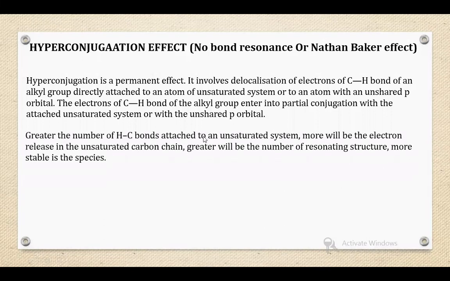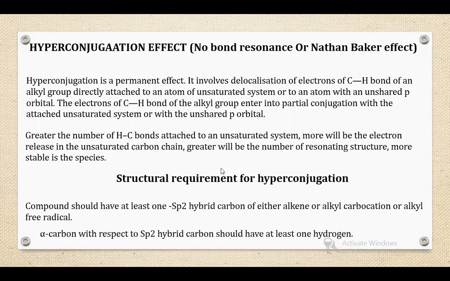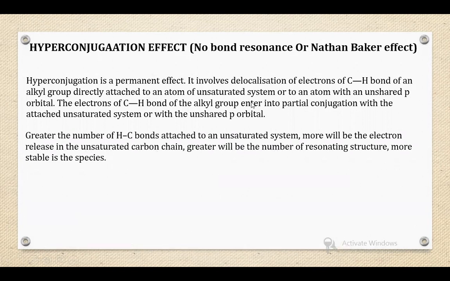For this, the greater the number of carbon-hydrogen bonds attached to the unsaturated system, the more will be the electron release into the unsaturated carbon chain. The greater the number of resonating structures, the more stable the compound is. Okay, so before entering the structure, I'll write an example for this.